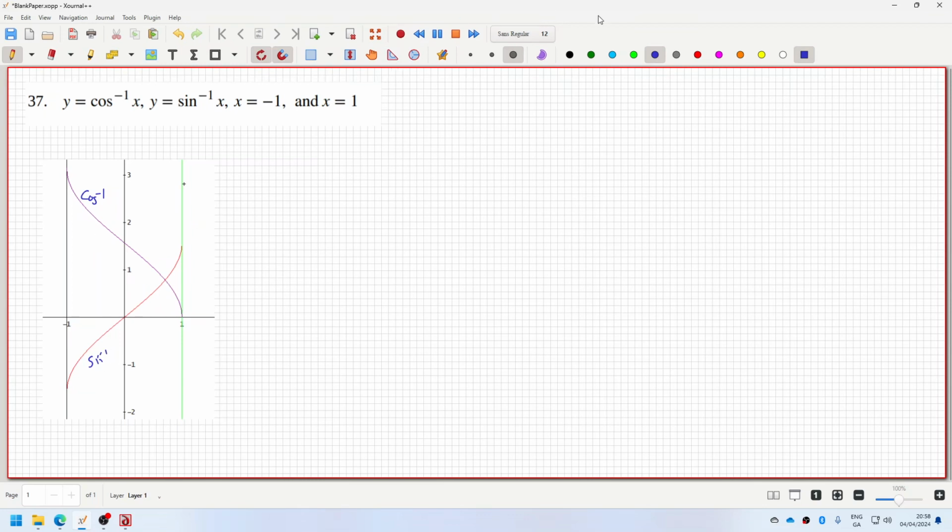And it's going to be the integration from -1 to this point here. They will be equal at about pi over 4, isn't it? Let's just double check that. Cos inverse pi over 4. Not pi.